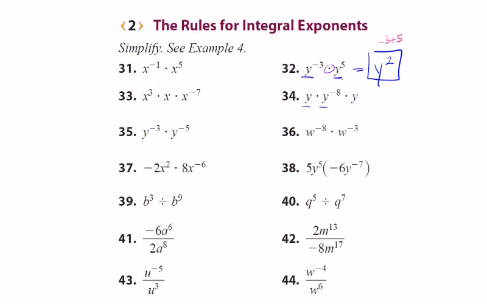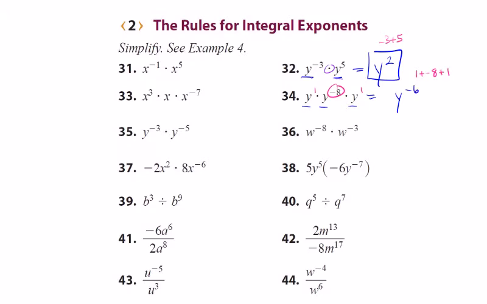Here I'm multiplying 3 y's together, right? Same thing, I'm going to add the exponents. So this one's a little tricky because I only see one exponent. But remember, there's an invisible 1 here, an invisible 1 here. So when I add the exponents, I'm going to add 1 plus -8 plus 1. And so that would be -6.